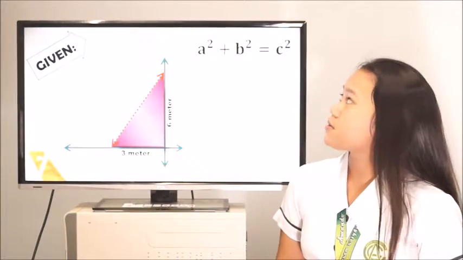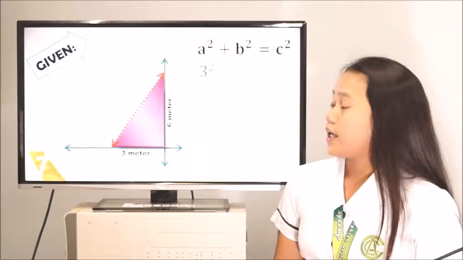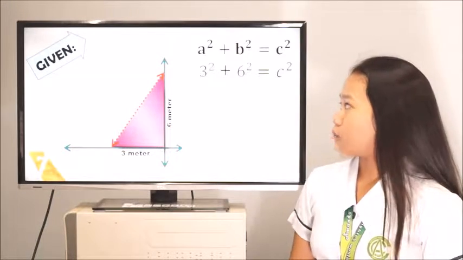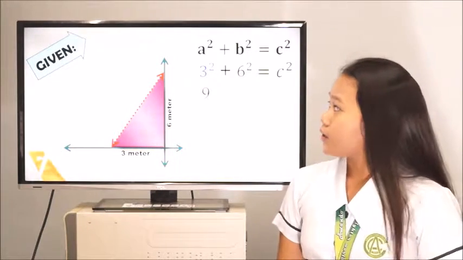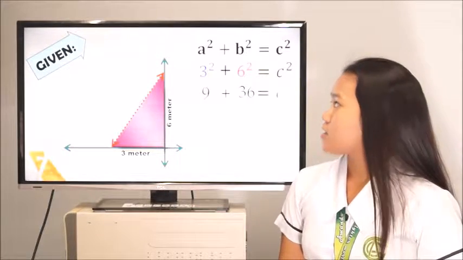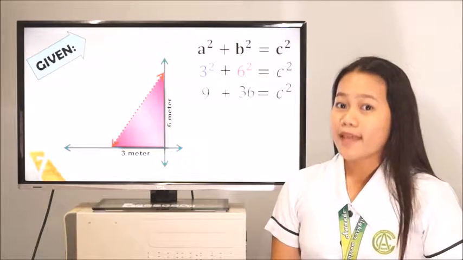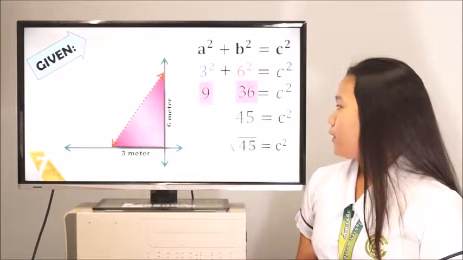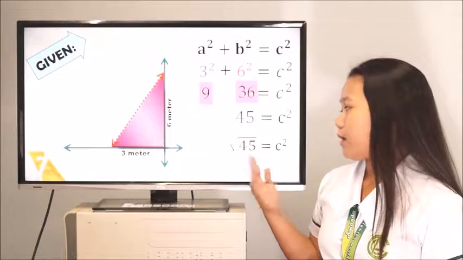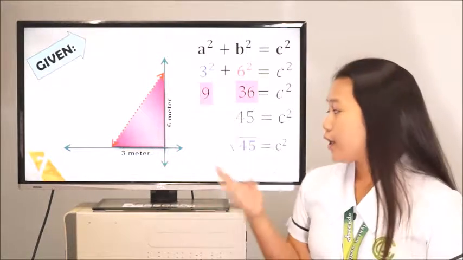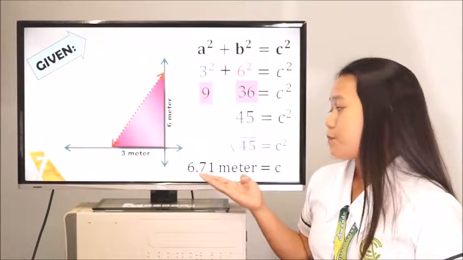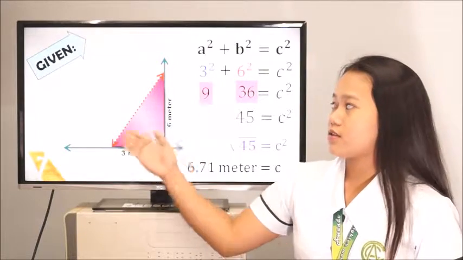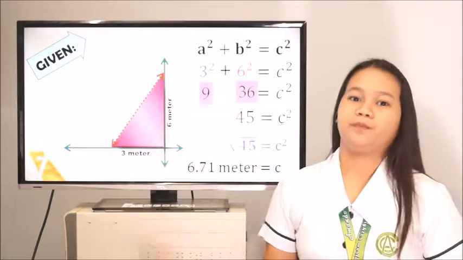We have A squared plus B squared is equal to C squared. A squared is 3 squared plus B squared is 6 squared equals C squared. So 3 squared is equal to 9, plus 6 squared is equal to 36, equals C squared. So 9 plus 36 is equal to 45 equals C squared. Now we're going to find C. So the square root of 45 is equal to C. The square root of 45 is equal to 6.71 meters equals C. It means that the path that Shane has traveled is 6.71 meters.